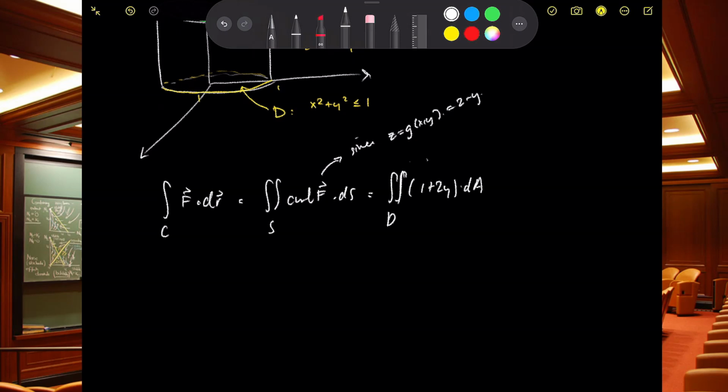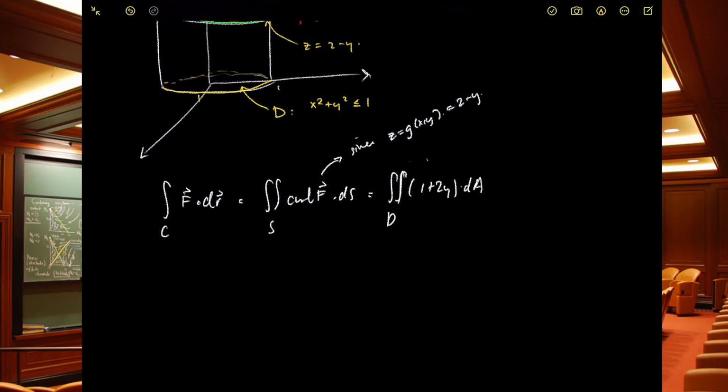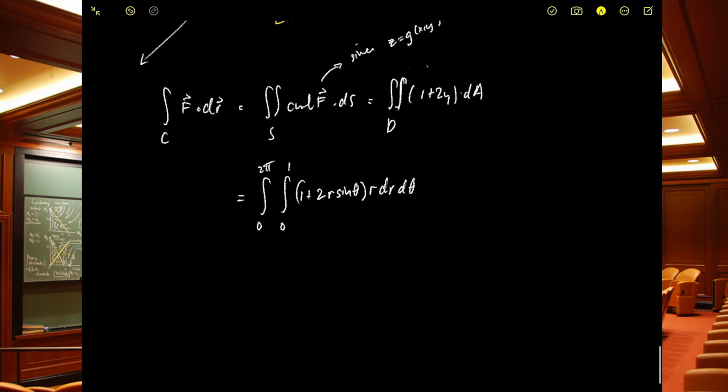So why is that nice? Well, D is a circle, so that means we want to scoot to polar. We've done this a few times. That means we're looking at the integral from 0 to 2 pi and 0 to 1 for r of 1 plus 2, not y, but instead r sine theta, r dr d theta. And then we're there. This works out to be pi.